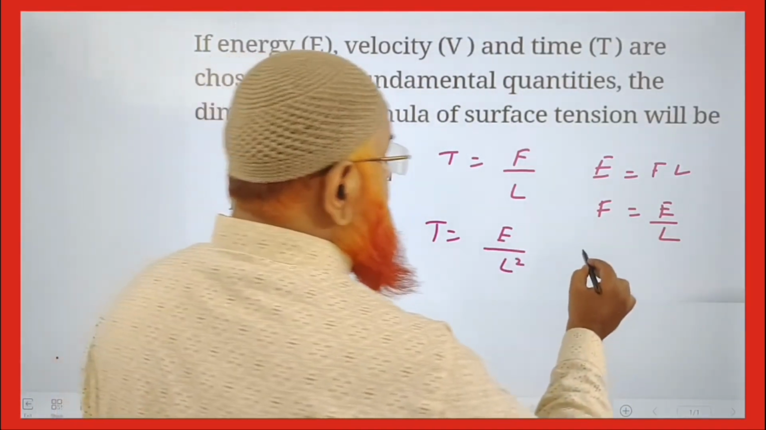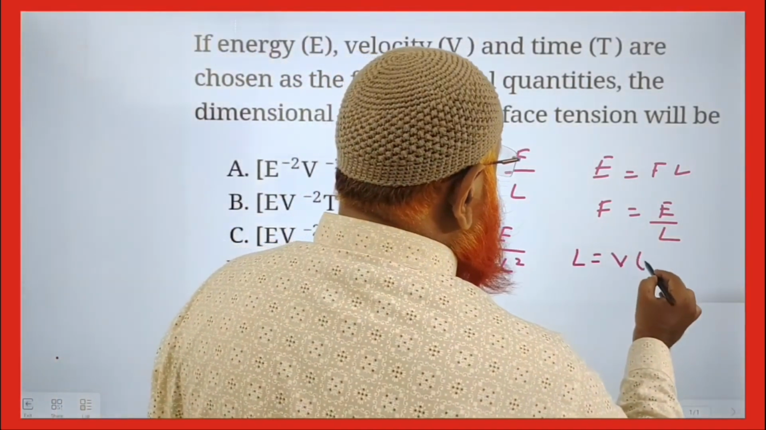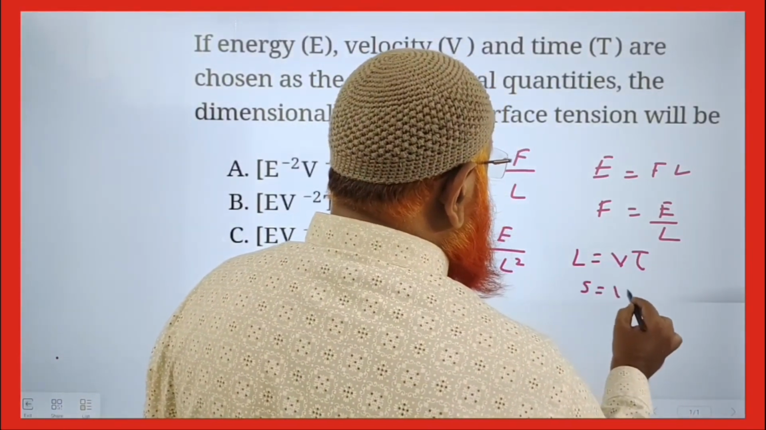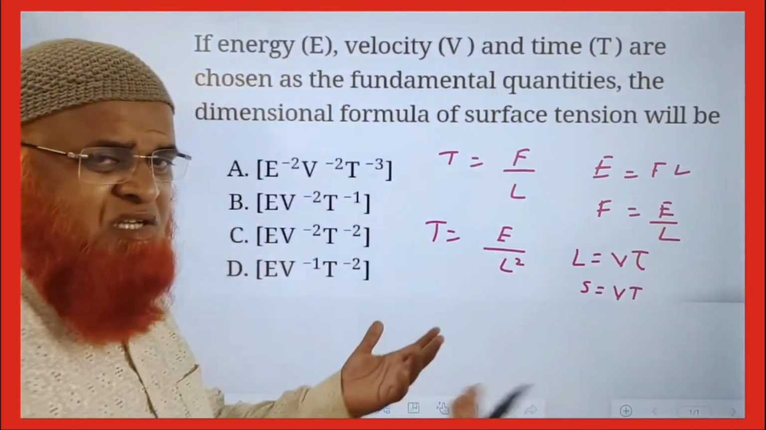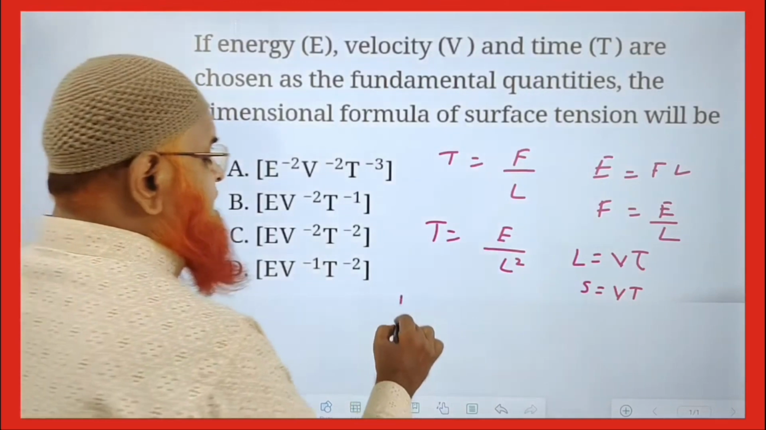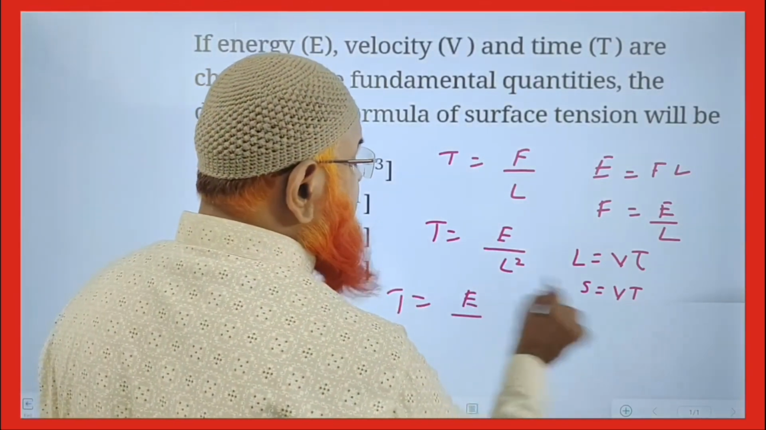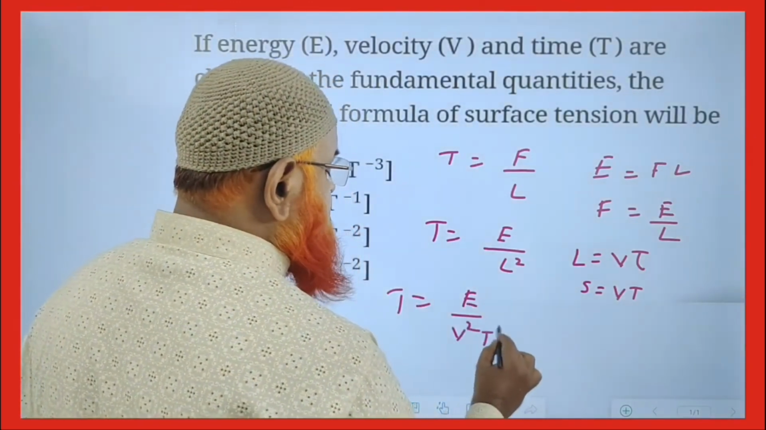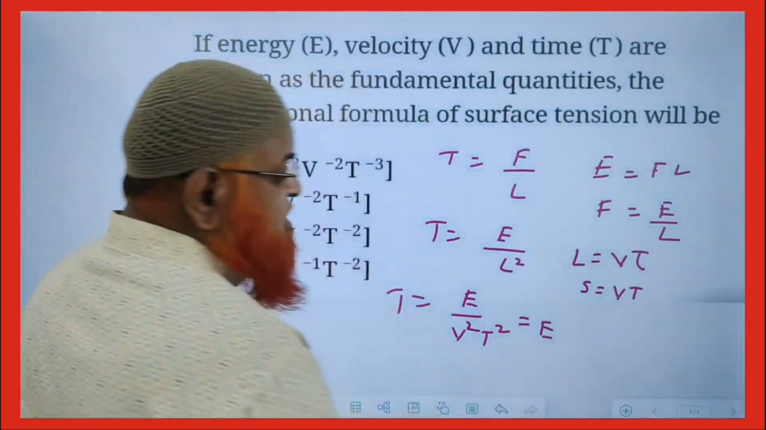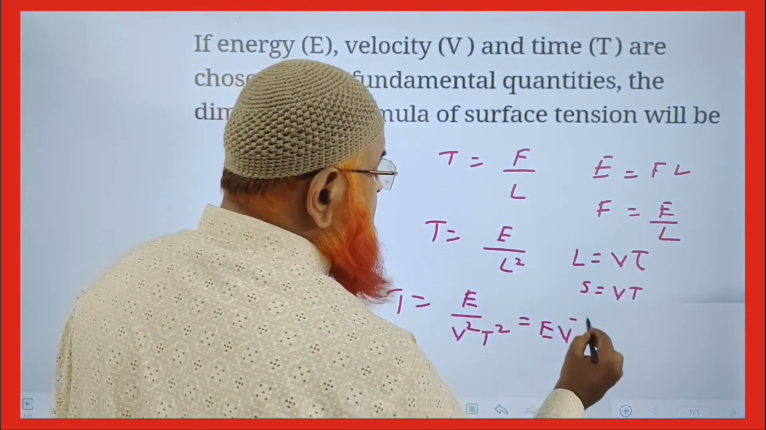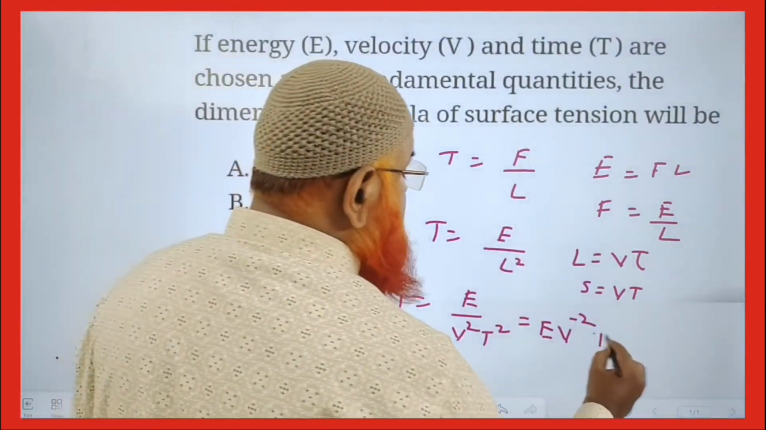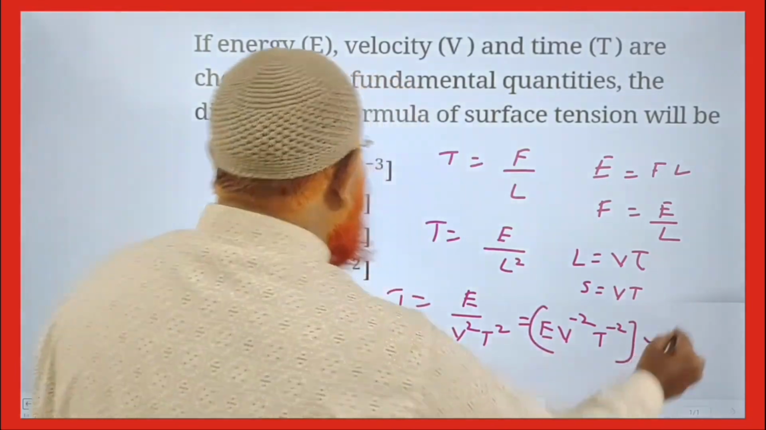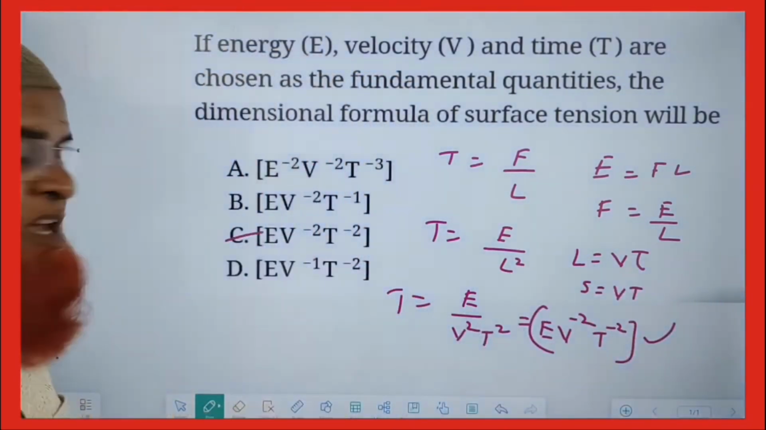You also know length is equal to velocity into time. That means displacement is equal to velocity into time, because velocity is equal to displacement by time. So what I am going to do here is replace length with velocity into time. V square t square. So V comes to the numerator, becomes V power minus 2. T comes to the numerator, becomes T power minus 2. Your answer is ready. So what is going to be your answer? I think option C. Thank you.